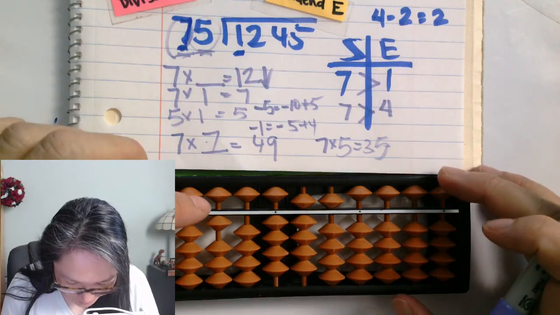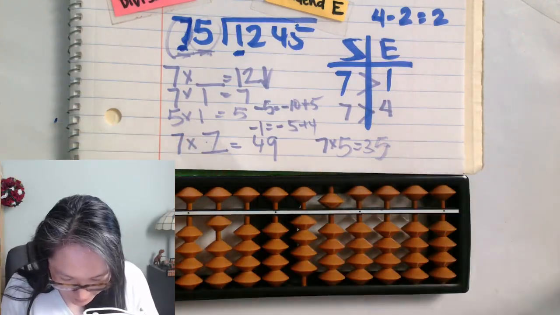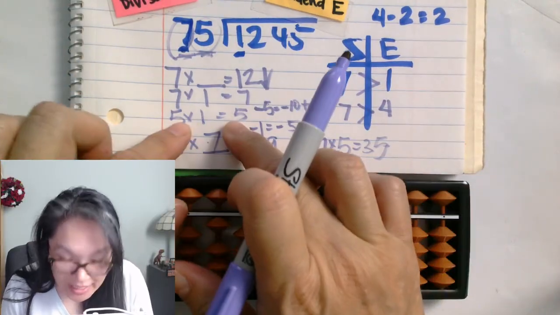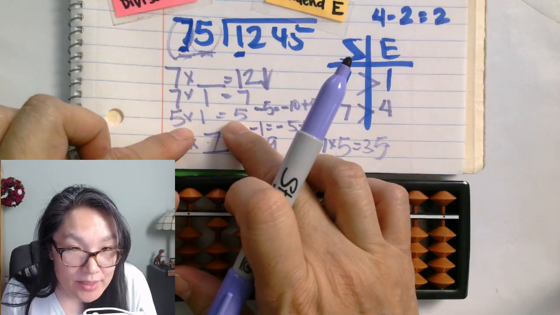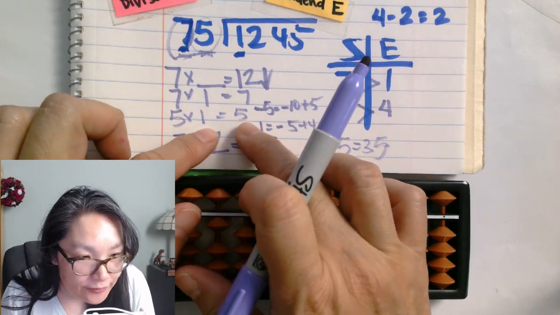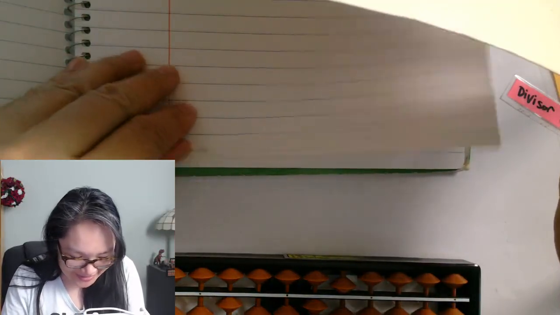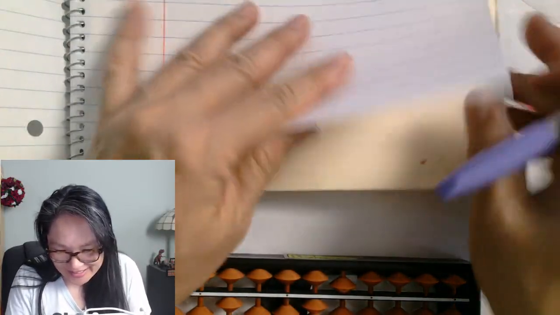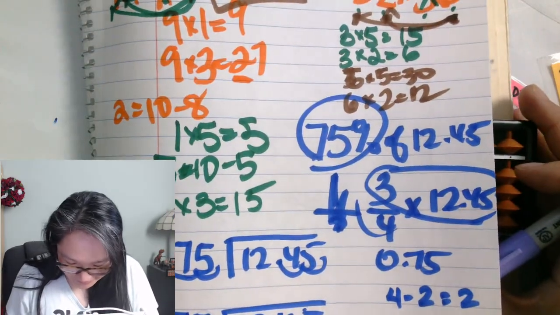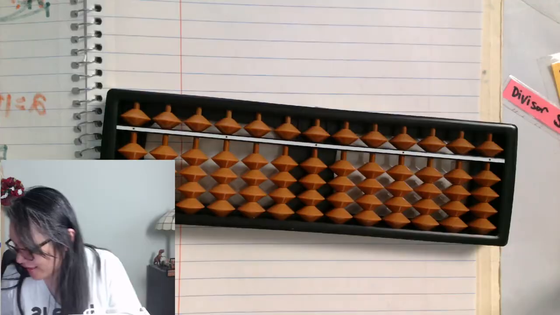Okay, because we had 5 times 1 is 5. Okay, I need a bigger paper. I get it. I know why. I know what you're talking about too. Let's start over.